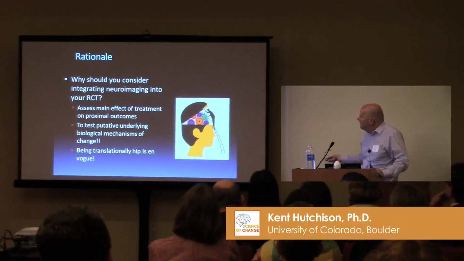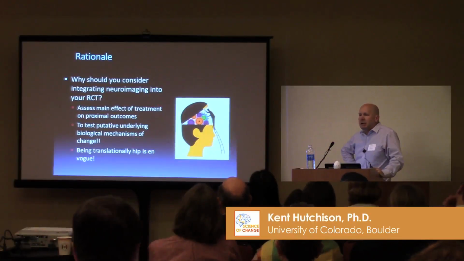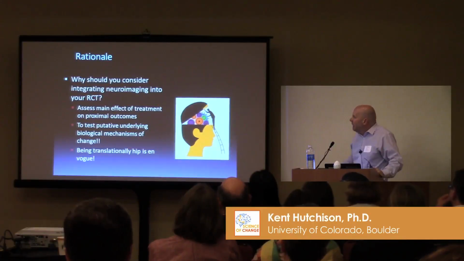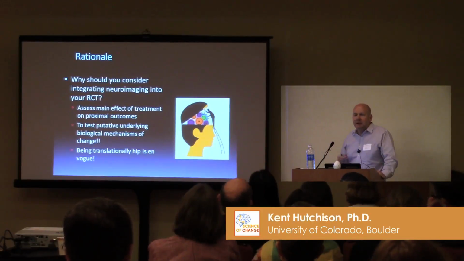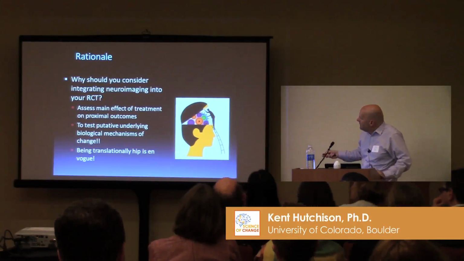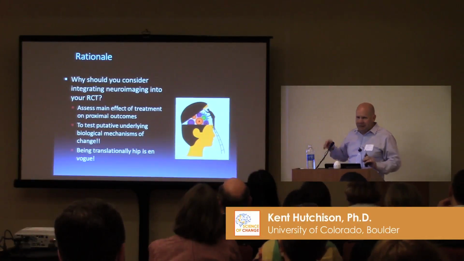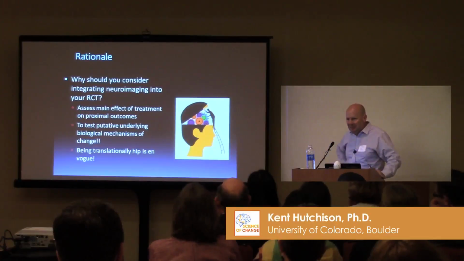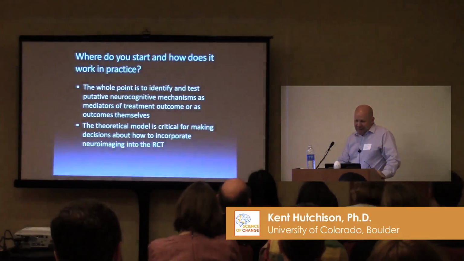Okay, so in terms of rationale, why should you consider integrating neuroimaging into your trial? Obviously, one important piece is that then you have a chance to look at the main effect of your treatment on more proximal outcomes. Probably the even more important piece here, though, is it allows you to test putative underlying biological mechanisms of change. That's what we're all, I think, interested in here. And I added a third thing here. I'm kind of hoping that this is translationally hip, and that translationally hip is in vogue right now. Maybe it helps a little bit on the review process, right?